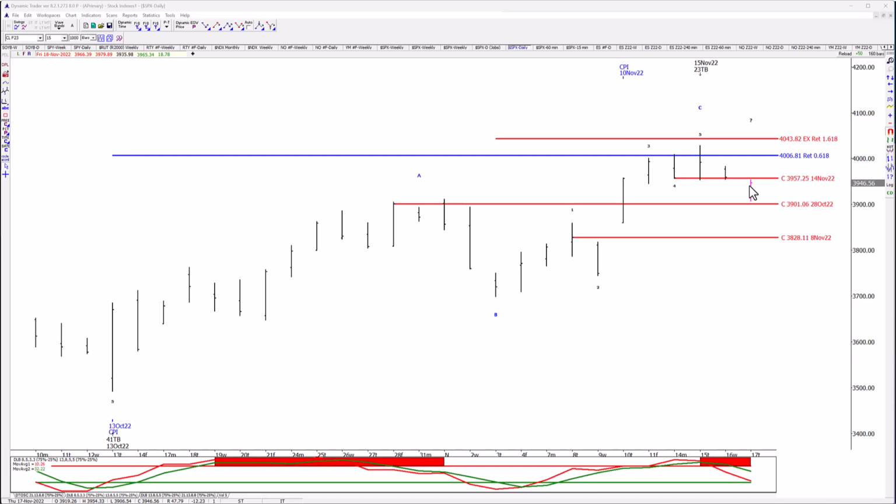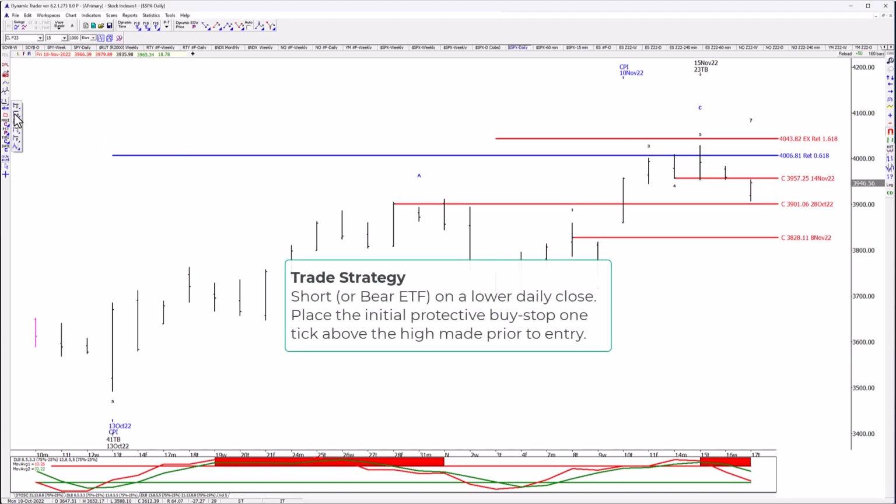And we know that the weekly momentum was overbought. We know the daily momentum's made dual look-back bear reversals. We know it was in a time zone and a price zone that had the potential to complete this corrective rally, which would be a wave C. So short on the close, where's your stop? The stop's no further than a tick above the high made prior to entry.